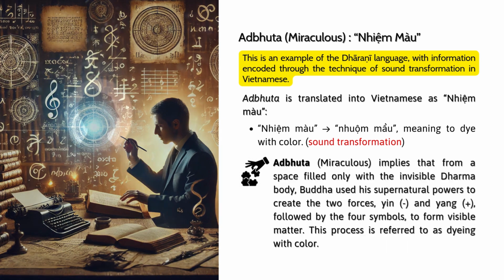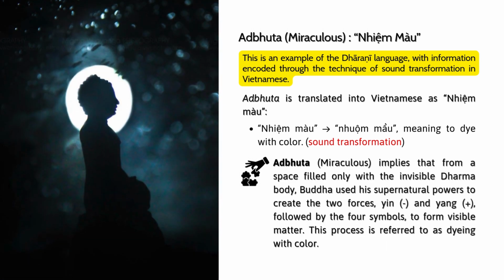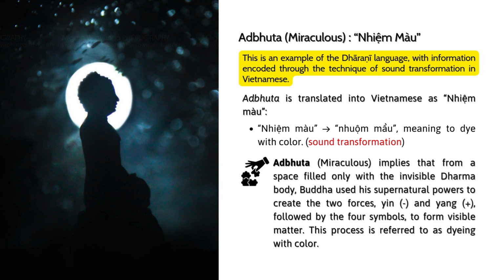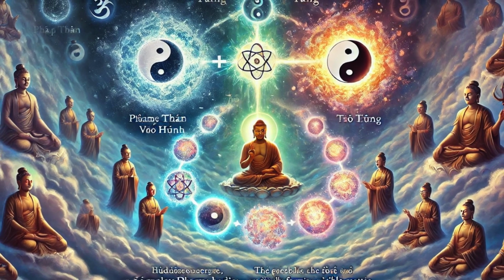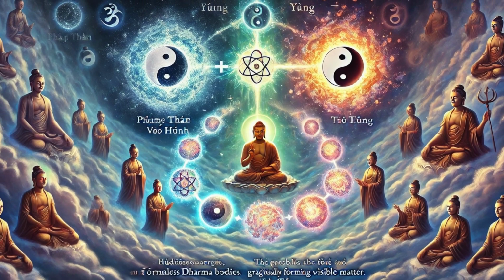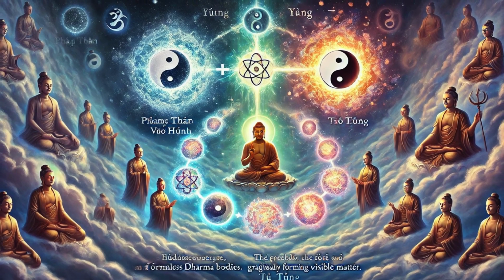Therefore, the term Adbhuta implies that from a space filled only with the invisible Dharma body, Buddha Shakyamuni used his supernatural powers to generate the two forces of yin and yang, followed by the four symbols, to form visible matter. This process is referred to as dyeing with color.